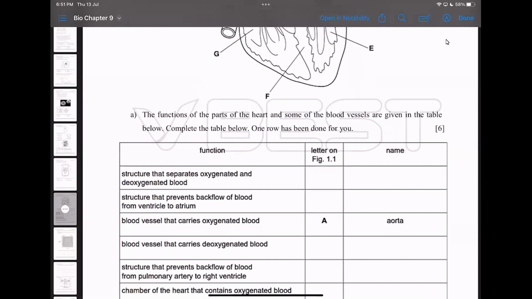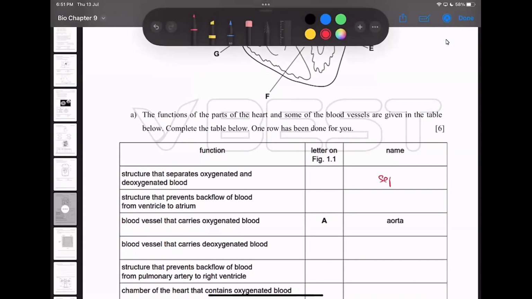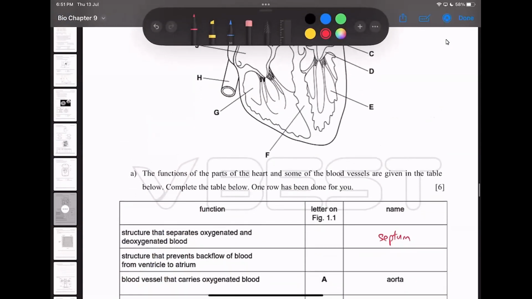The first one, structure that separates the oxygenated and the deoxygenated blood. What is this? Septum, right? Okay, septum. So which is the septum? F. Correct. This one.